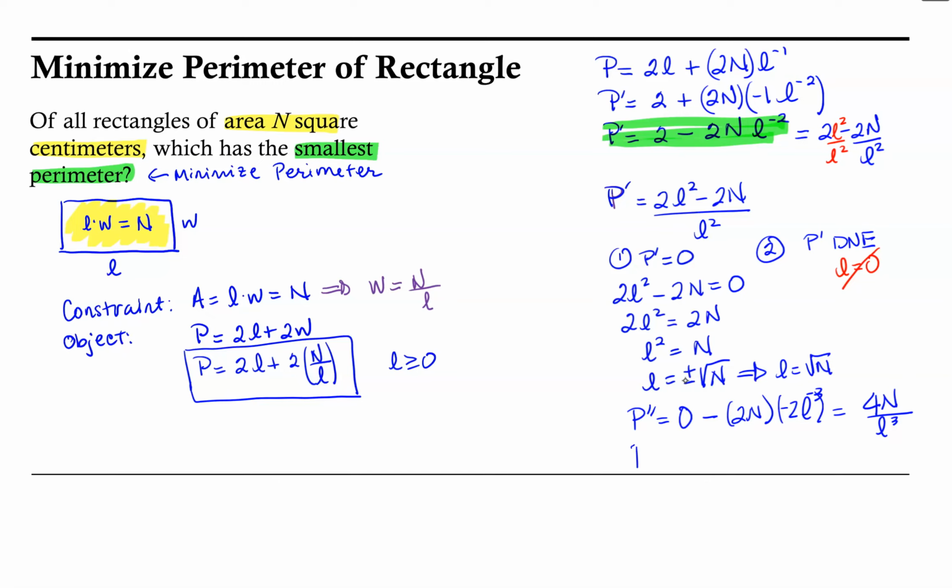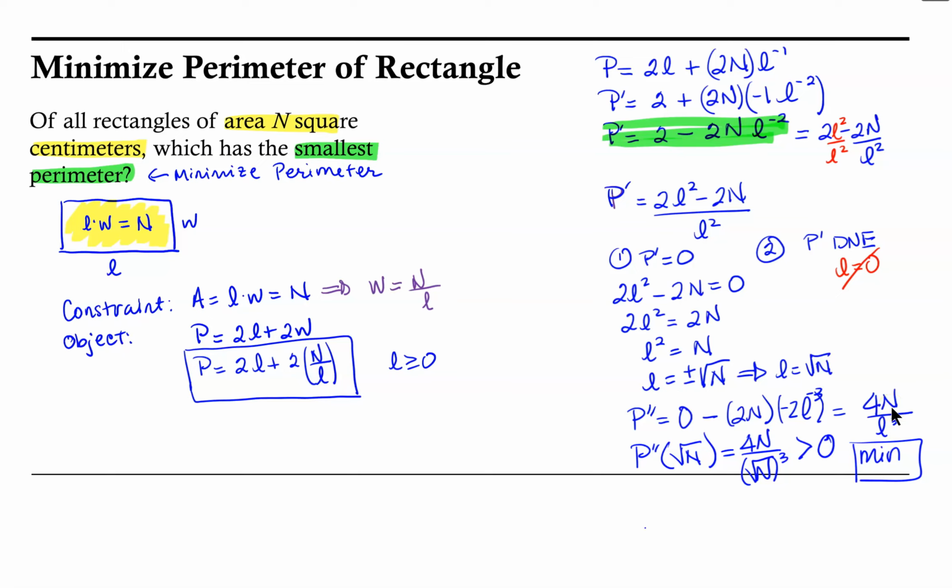Now if we evaluate the second derivative at the square root of n, remember we're interested in the sign only, we'll have 4n over the square root of n cubed. Well, n is positive, it's an area. My numerator is positive, my denominator is positive, so my second derivative is positive at my critical point. If my second derivative is positive at a critical point, then I know that I have a minimum. So we have in fact found a value for L that produces a minimum.